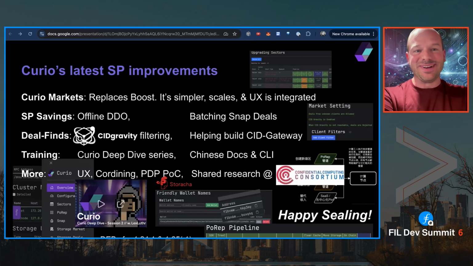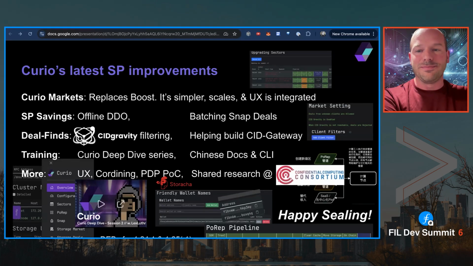Thanks, Molly. This is the SP toolbox that integrates everything together, and to represent what this feels like, we've integrated everything together on one slide. By putting everything together, we can put important things next to each other, and you can see this in our latest Curio Markets, a replacement for Boost that brings the 5 binaries that it took to run down to 2 binaries, just Lotus and Curio.